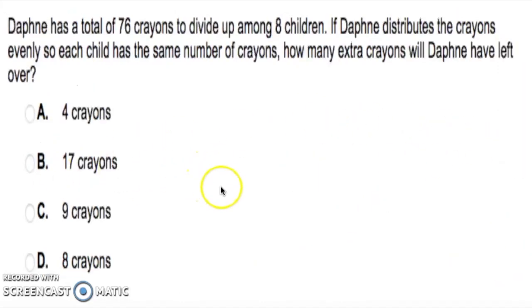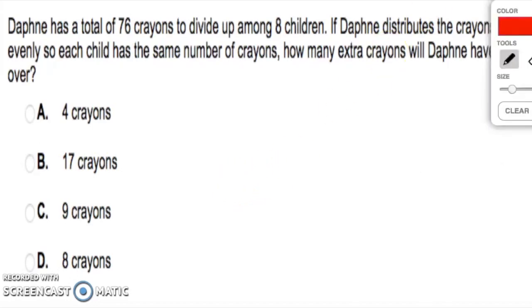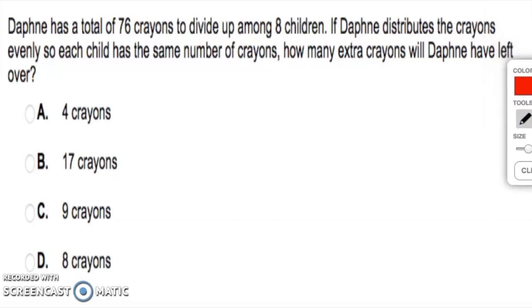Two more to go. Daphne had a total of 76 crayons to divide up among 8 children. If Daphne distributes the crayons evenly so that each child has the same number of crayons, how many extra crayons will Daphne have left over? Oh, this one right here. See that word right there?